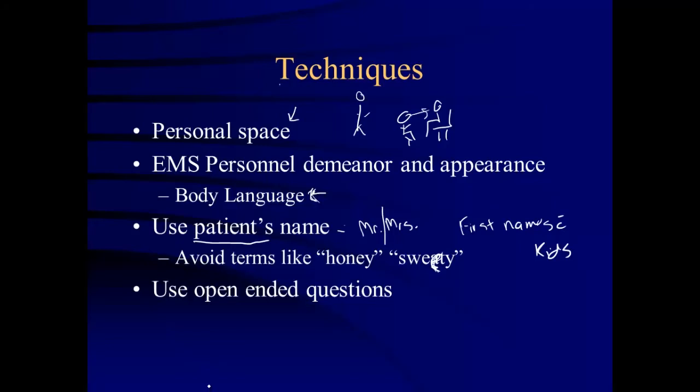An open-ended question is going to be something like, tell me what the pain feels like. That's open-ended because it doesn't give them any suggestions as to what the possibilities are. A closed-ended question would be a yes or no question. It could be, does your pain feel sharp or dull? Well, it doesn't really feel like either. So use open-ended questions as much as possible, and you may have to clarify some.